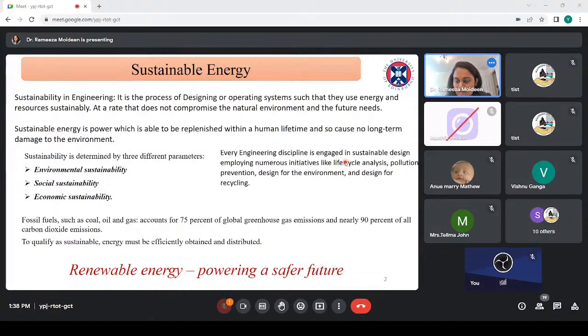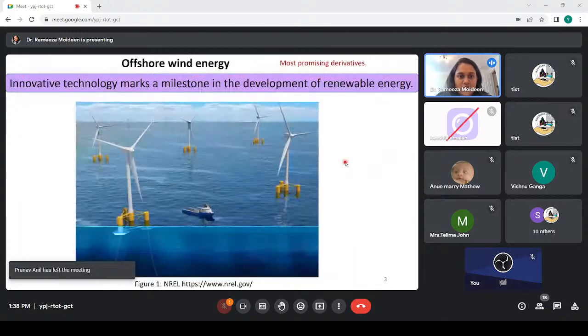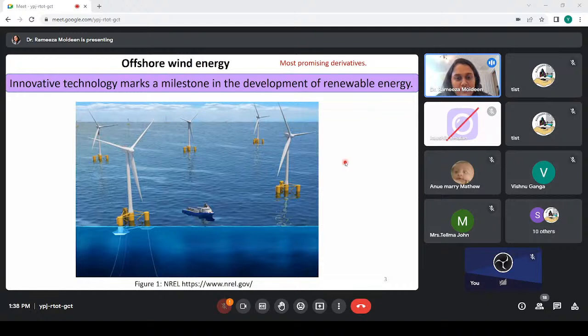Renewable energy plays a fundamental role in promising derivatives. We already have solar energy and onshore wind, which has been readily available in India. Here I will be talking about one of the most promising derivatives of renewable energy, which is offshore wind energy, that is, wind turbines placed offshore. It is an innovative technology which marks a milestone in the development of renewable energy, and we believe that this can create huge potential.